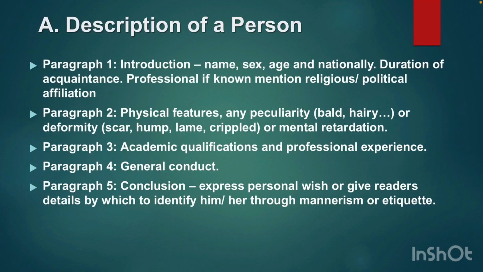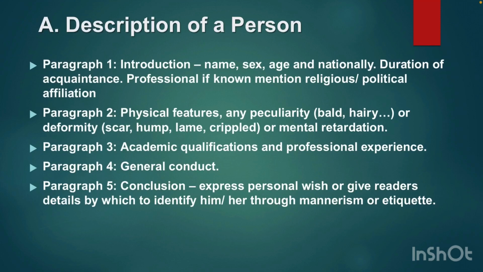So we said this type of composition skillfully describes somebody or something. So we are skillfully describing a person here. In paragraph 2, this is where we talk about physical features. How does this person look? Any peculiarity: bald, hairy, or deformity, scar, harm, lame, crippled, or mental retardation. You talk about the physical features now. Then in paragraph 3, this is where we talk about academic qualifications and professional experience.